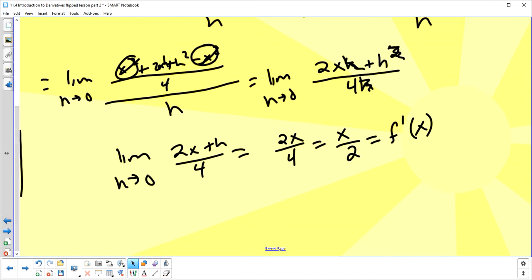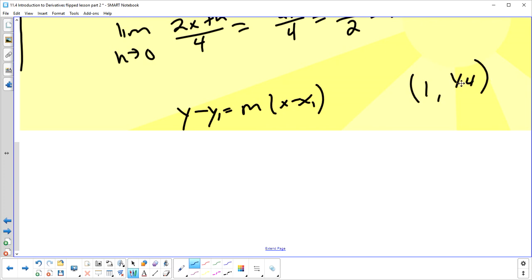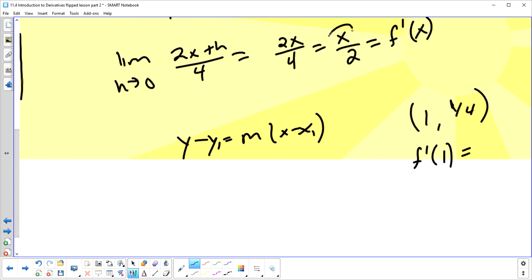Now we need that to find the slope of our line. So if we want to find the slope of our line, we don't want y equals, we want to use this formula, y minus y1, this form, and x minus x1. Now that slope is going to change depending on what point we're at, and you were given the point 1 and 1/4. x equals 1, y equals 1/4. So the slope of this line at that point is going to be f prime of x, which is 1. So I can take that 1 and plug it in to my f prime of x, which is x over 2, and that's going to give me 1/2, or the slope of my tangent line.